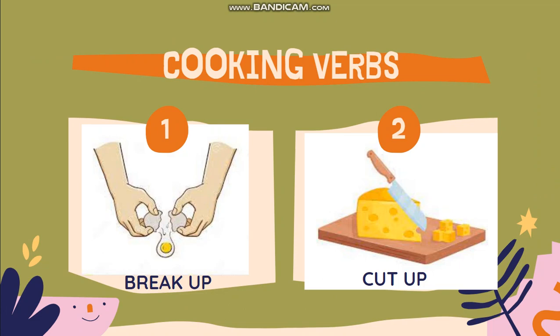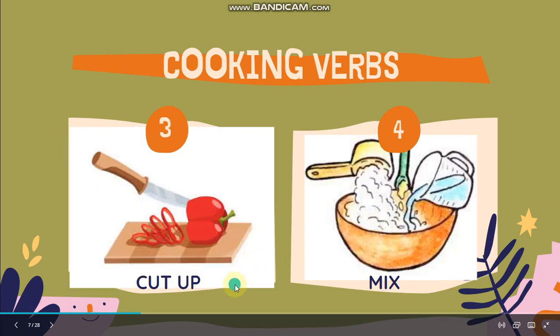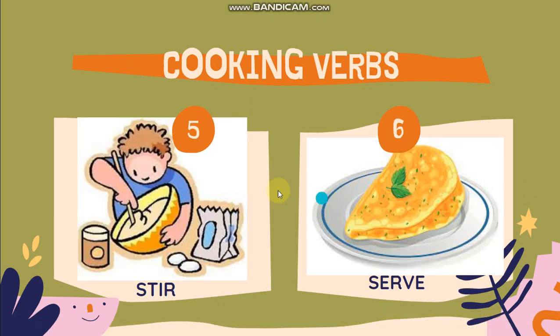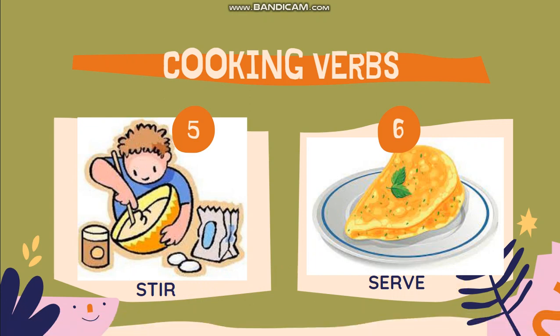Okay, now let's look at cooking verbs. First, break up. Break up the eggs. Number 2, cut up. Cut up the cheese. Next, cut up the peppers. Number 4, mix. Mix all the ingredients together. Number 5, stir. Stir the ingredients. And lastly, serve. Serve the eggs.